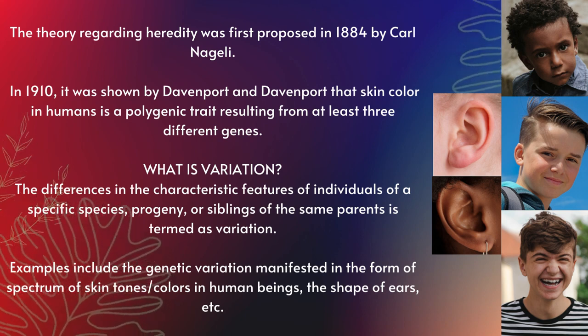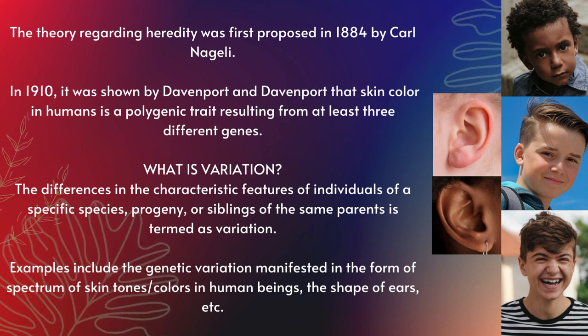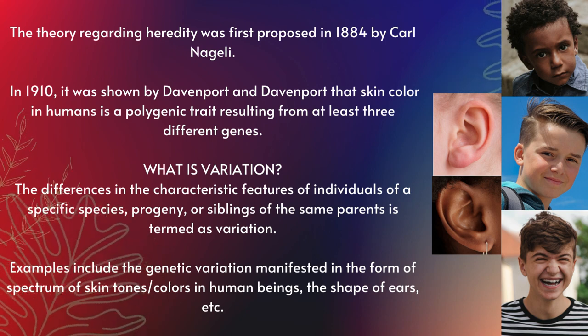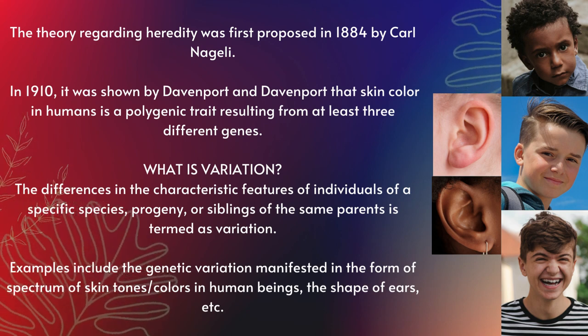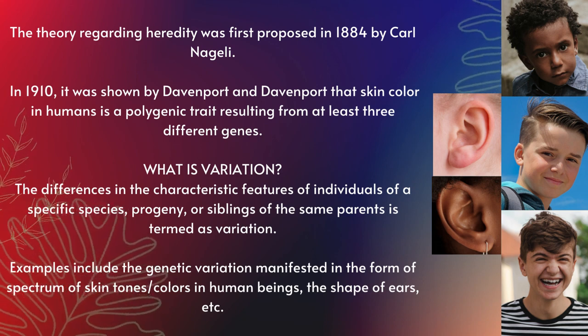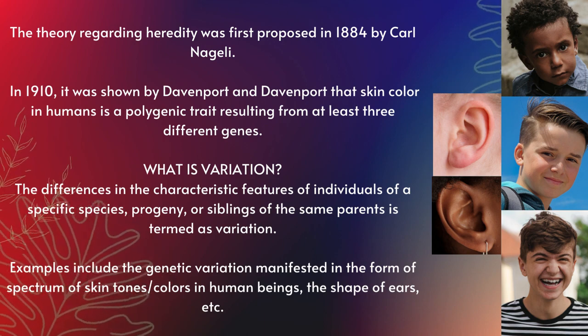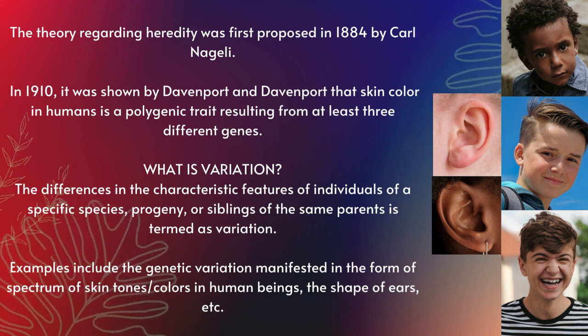Now, what is variation? The differences in the characteristic features of individuals of a particular species, or progeny, or even the siblings of the same parents, is termed variation. Examples include genetic variation, which is manifested in the form of a spectrum of skin tones or colors in human beings, or the shape of ears, etc.